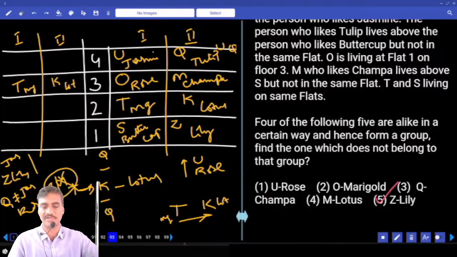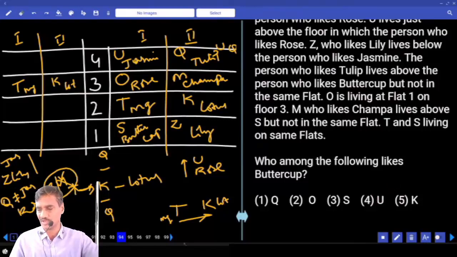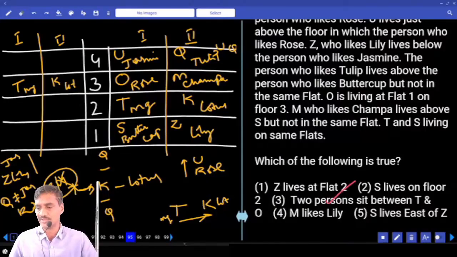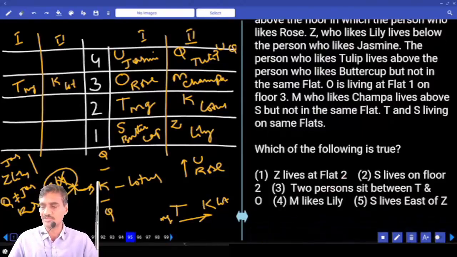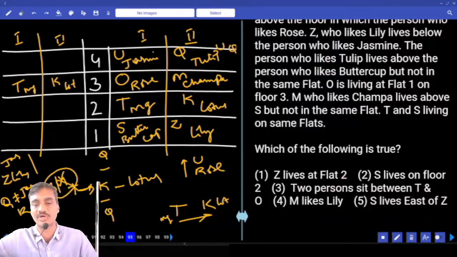Choice 5. Question number 93: who among the following likes buttercup? S, choice 3. And 95: which of the following is true? Z lives at flat 2. Z is at flat 2. True or false? Yes. Choice 1 is definitely true. And now this is about 91 to 95. Then in this one, 91 to 95 done.